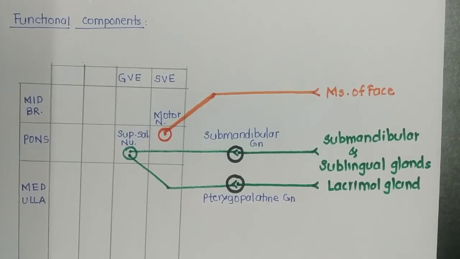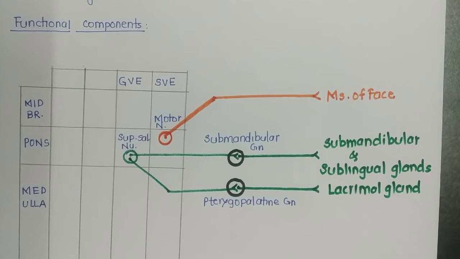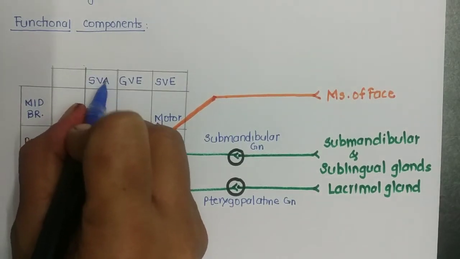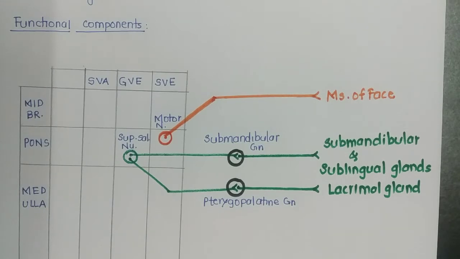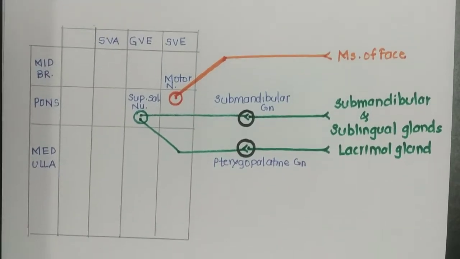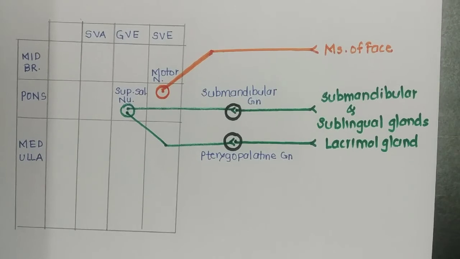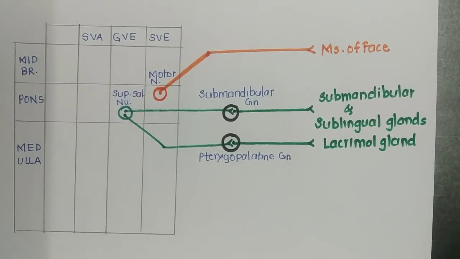Now coming to the third component. The third component is the special visceral afferent column, that is the SVA. Now these SVA fibers, these are concerned with the taste sensation, and cell bodies of these fibers, it is located in the geniculate ganglion.